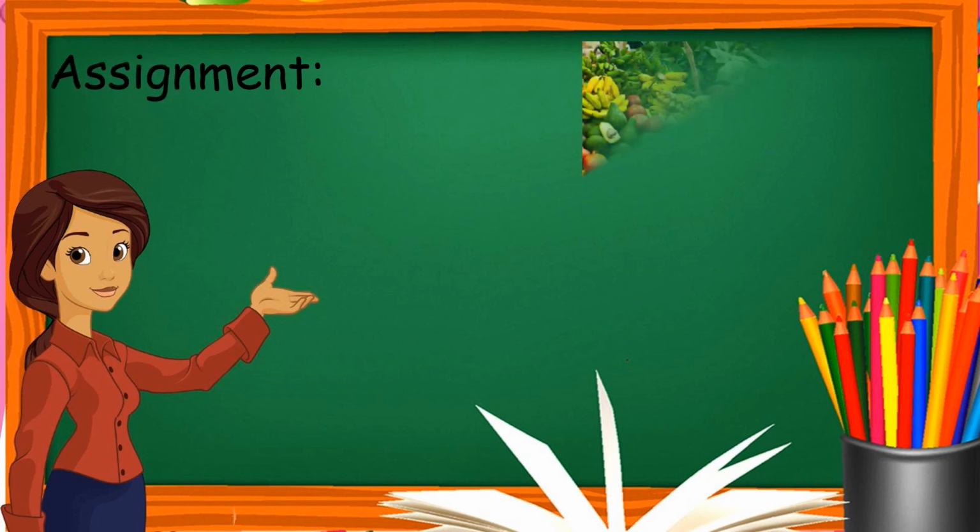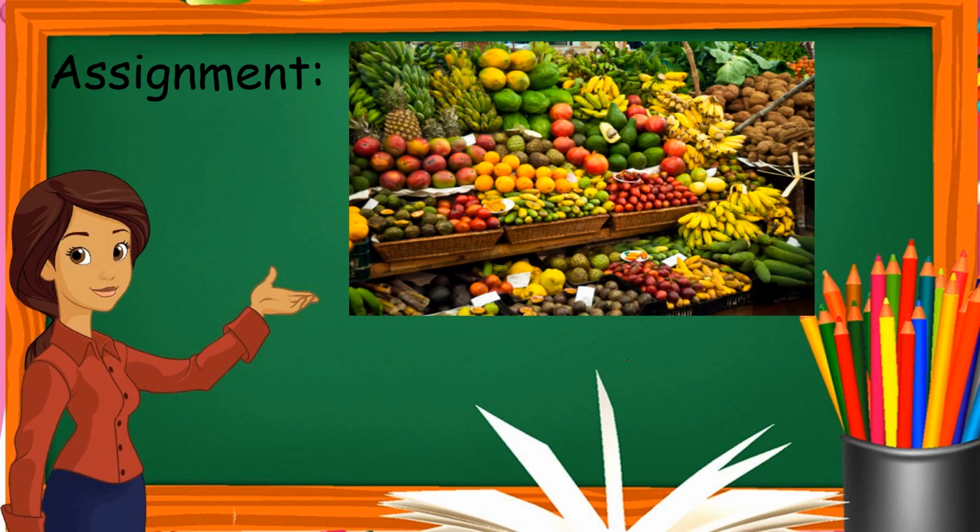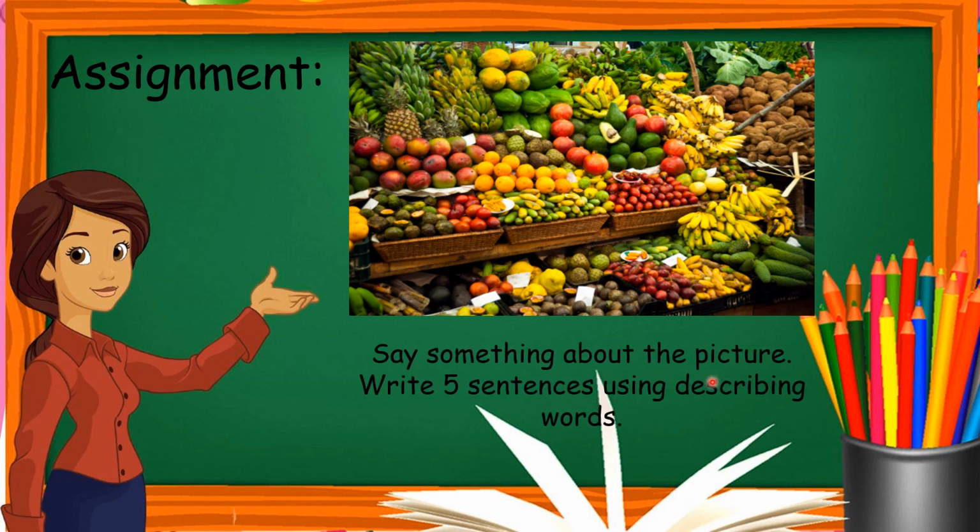For your assignment, look at the picture. What can you say about the picture? Yes, there are so many fruits. This is a fruit stand that displays several fruits. Now for your assignment, say something about the picture. Write 5 sentences using describing words. Or what can you say about the apple, the orange, the bananas, the pineapple? So you write it in 5 sentences using describing words.